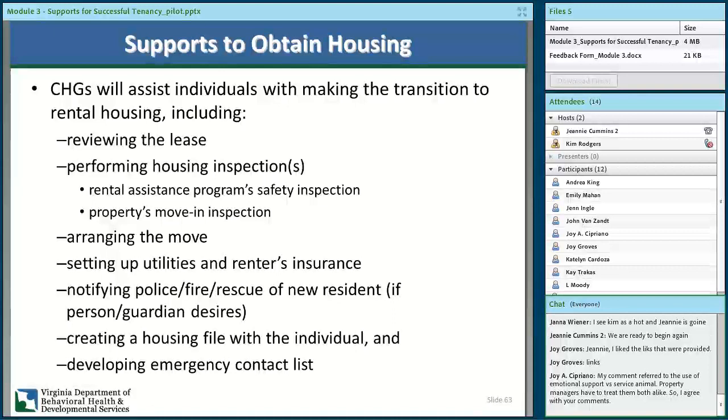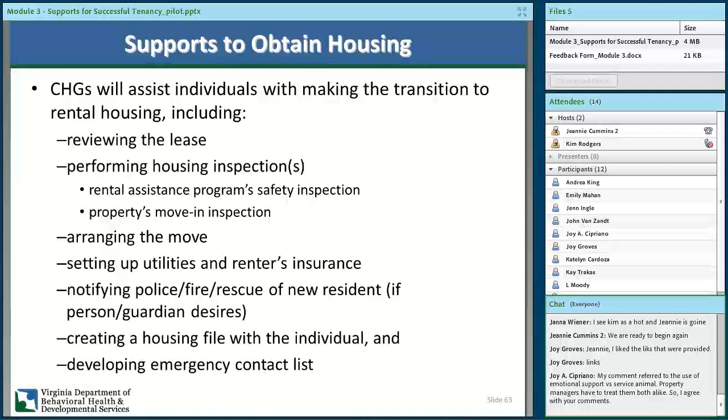Community housing guides also help individuals arrange their move, including assisting with securing a moving company or a truck, packing, transferring mail, notifying the phone or cable or internet companies of the new billing address, and transferring medications to a pharmacy near the person's home. Guides can help individuals set up utilities and renter's insurance and notify police, fire, and rescue of a new resident who has health or mobility needs if the individual or the guardian desires.